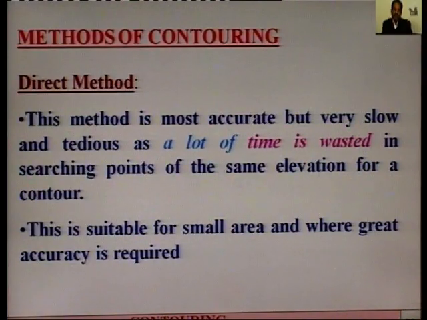So, this direct method is most accurate, but very slow and tedious. Tedious means it is very difficult, as a lot of time is wasted in searching points of equal reduced level for a contour. That is, much time is wasted in searching such contours of equal elevation. So, this work is quite tedious and time wasting.